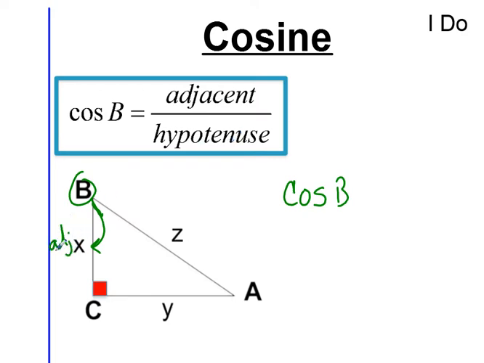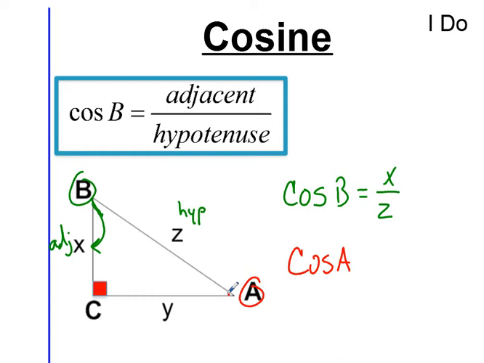I'm going to abbreviate this as ADJ. Z is still the hypotenuse because it is still the longest side. So the cosine of angle B is going to be an x over a z. X is adjacent and z is hypotenuse. You can also do a cosine of angle A.